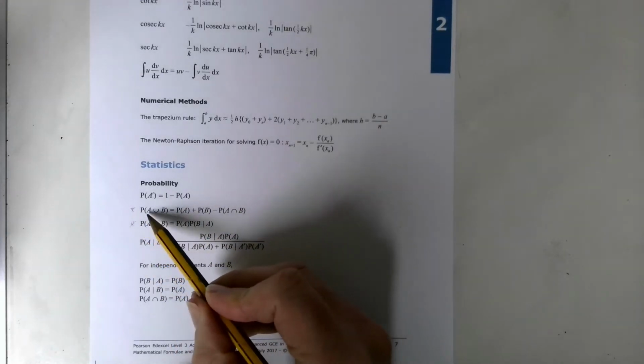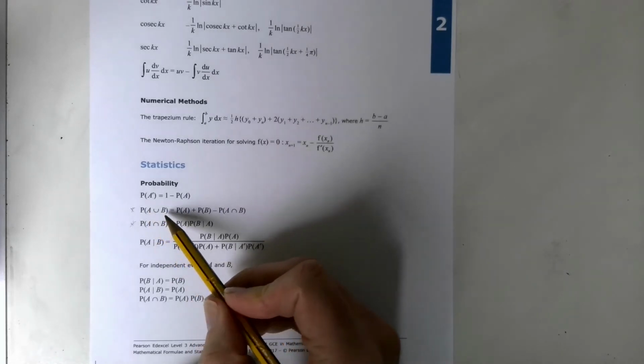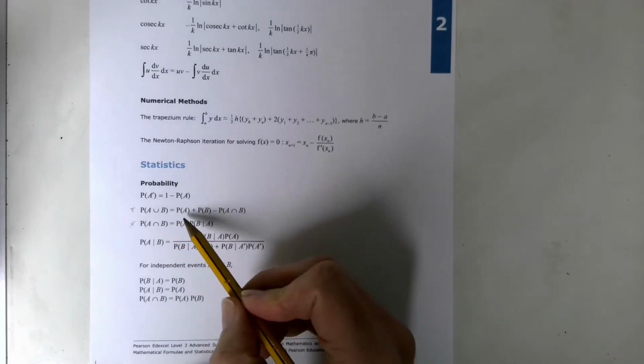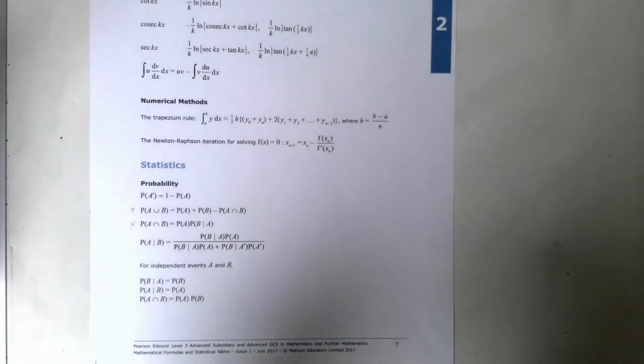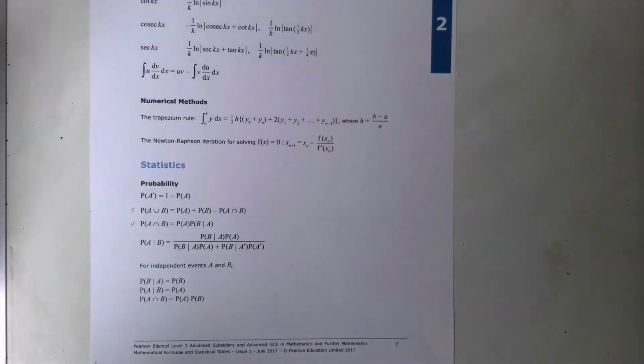So looking at this one first of all, the probability of something being in the whole thing of A or B is the probability of A plus the probability of B, but take away the probability of the intersection. Now why does that happen? Well, we could think about this by thinking about what happens when we roll a dice.